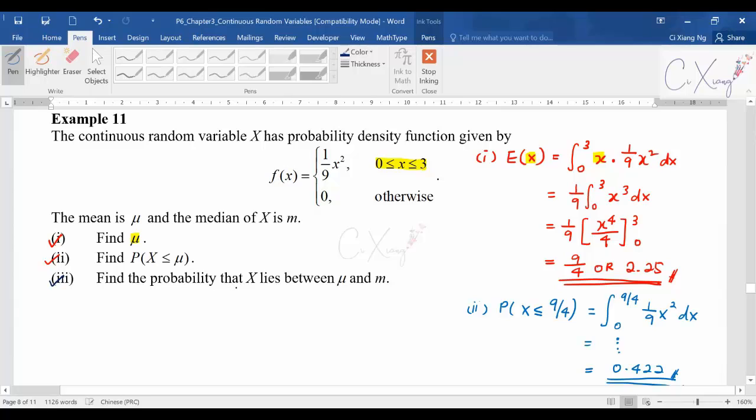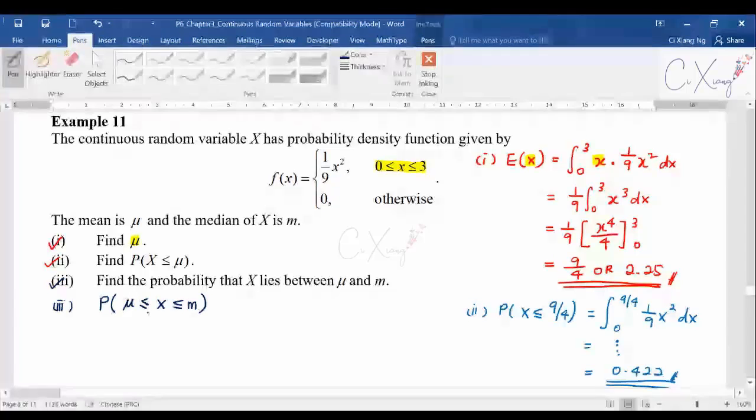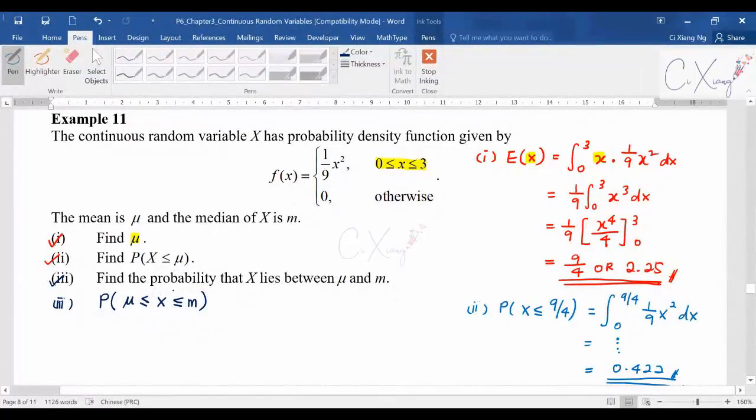They want you to find the probability that x lies between mu and also the median. M is median, right? Okay, so if I write the symbol correctly, they want you to find the probability for x between mu and the median. Whether you put an equal sign or no equal sign, there's no difference because this is a continuous random variable. So if you didn't put any equal sign here, it doesn't matter. Right, so how can I find the value here? The probability between the mean and the median.